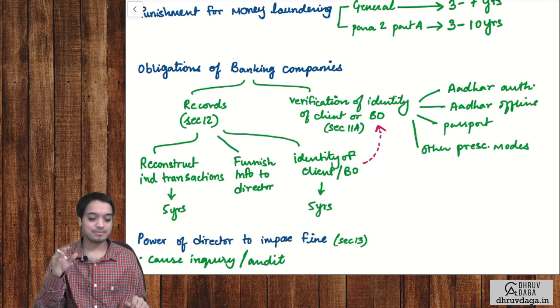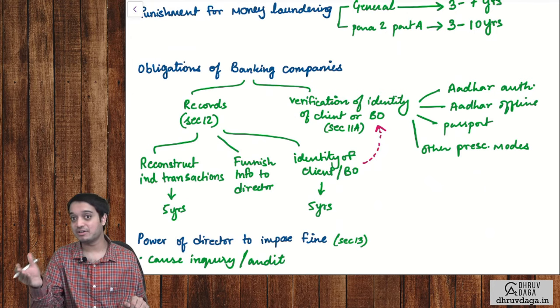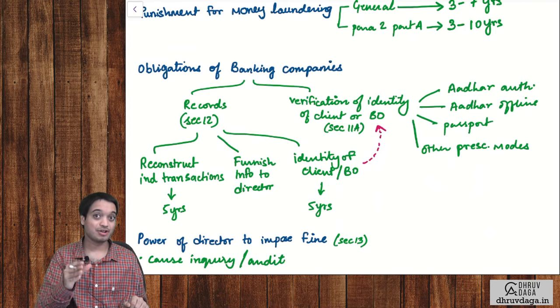Obligations of banking companies. The act places obligations on banking companies for maintaining records and verification of identity of its clients and beneficial owners. The first obligation for records is to be able to reconstruct transactions to an individual level.